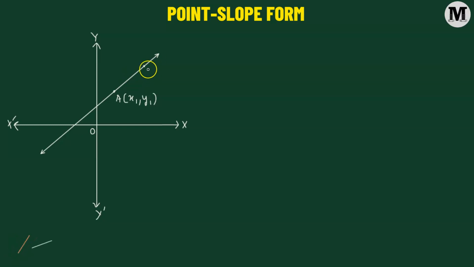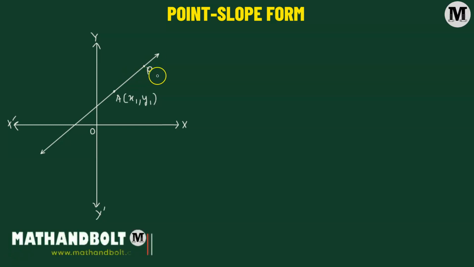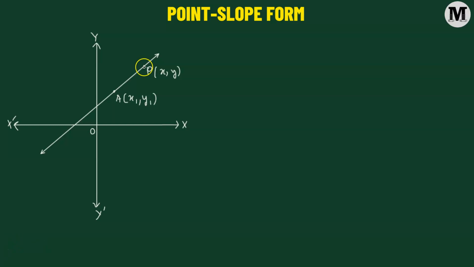Let's say this is the locus of the point. The locus of the point P having the coordinates x, y. Now, in simple terms, you can think about it as the locus of a point can be defined as a point which can freely move along the line. So our point P is the locus. It can move freely along the line. However, A will be considered as a fixed point here.